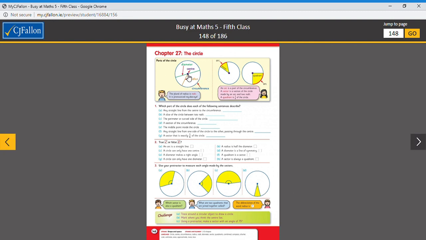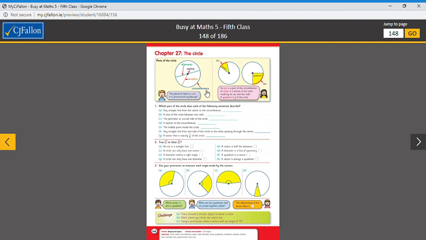So you can say the diameter is twice the radius, d equals 2r, or you can say diameter divided by 2 equals radius, d over 2 equals r. And that will be useful later on when you're in 6th class and when you're in 1st year learning how to do this with formulas.